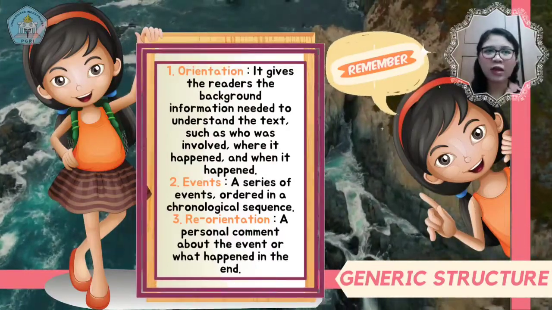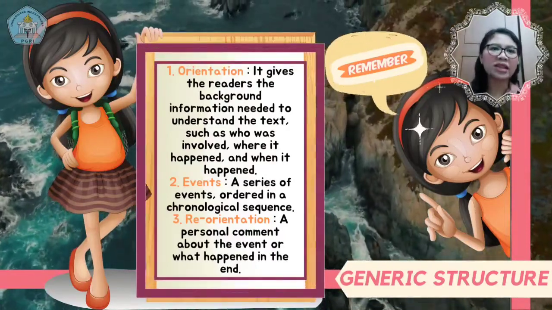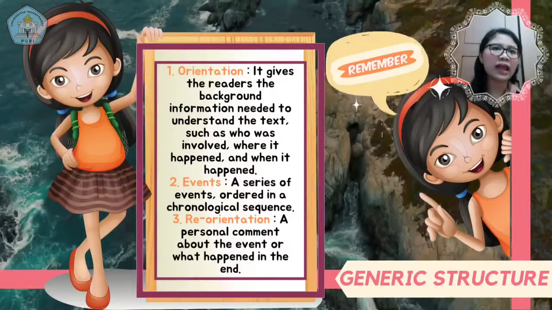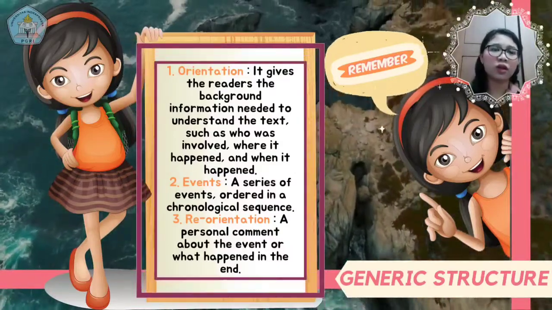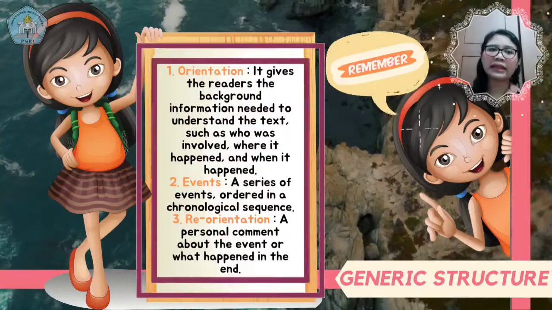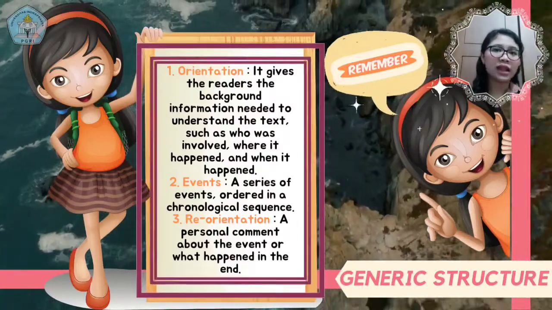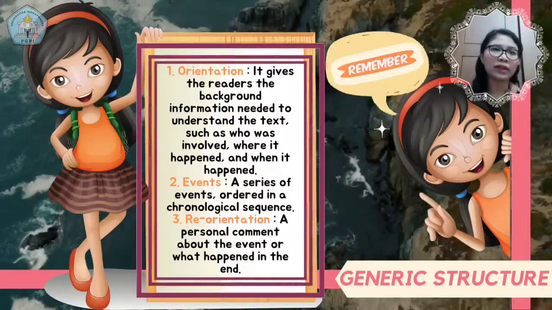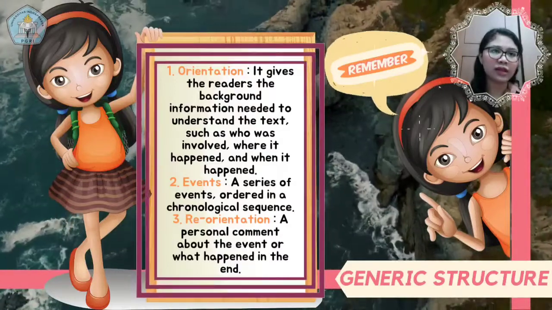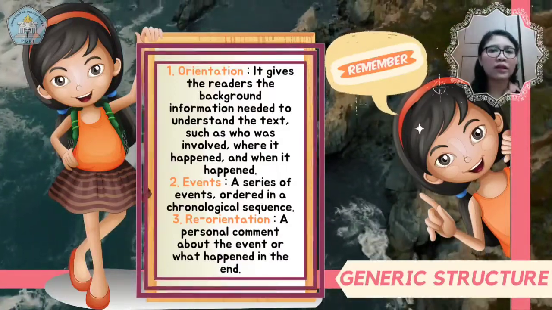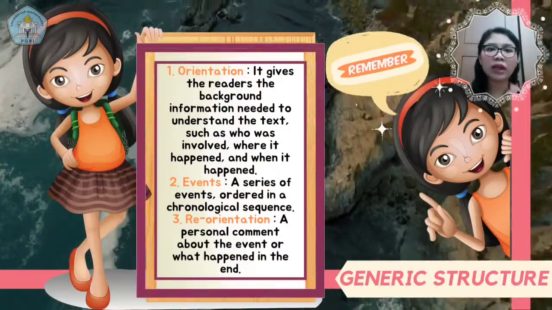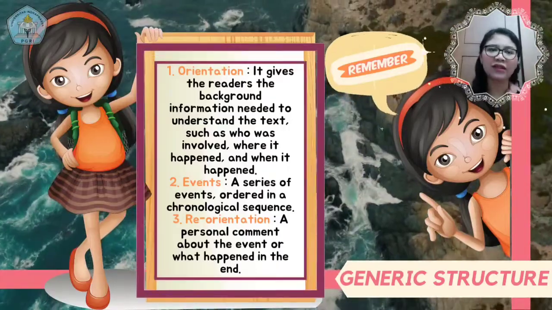Next, the sequence of events. It is the stage that reconstructs the events and the order in which they occurred. The last, reorientation. It is an optional stage that is used to complete the writing by rounding off the series of events. In other words, reorientation is the concluding paragraph that tells the end of the story.